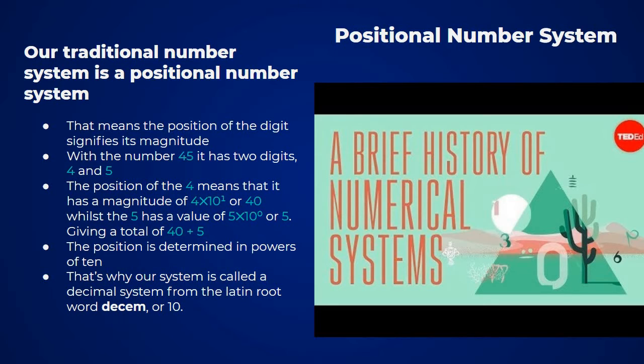And the position in a decimal system increases by powers of 10. So in our units column, that's 10 to the power 0, which means 1. In the next column, it's 10 to the power 1, which means 10. In the next column, it's 10 to the power 2, which means 100. And we have exactly the same idea for binary.